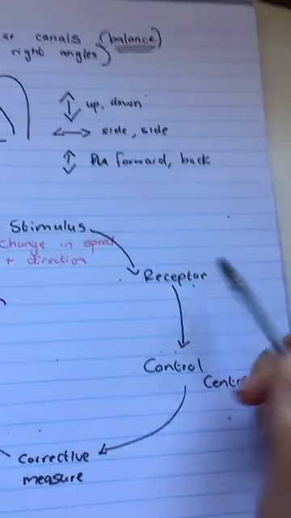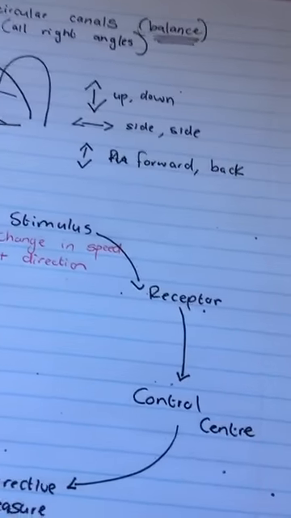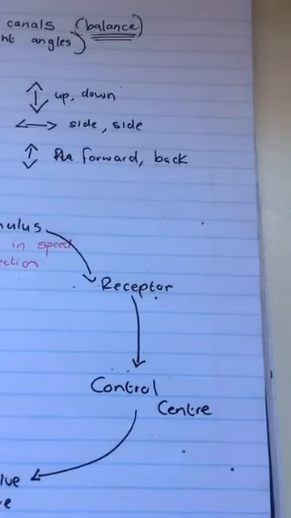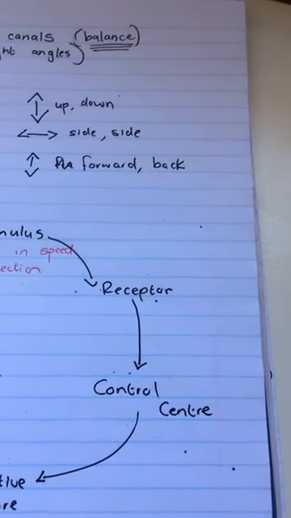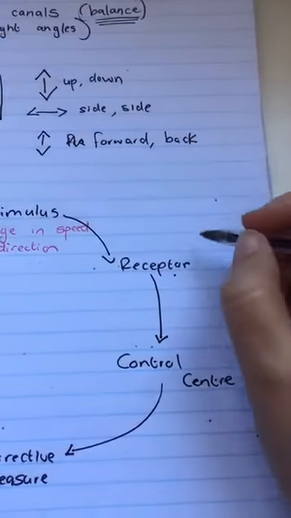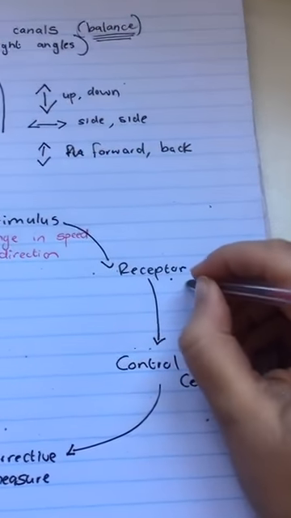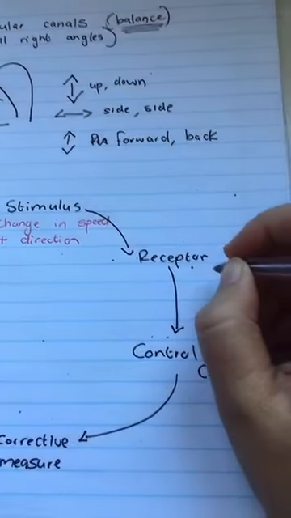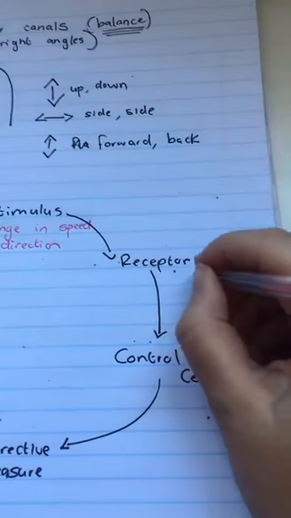So, who are the receptors? Now, you don't need to know the specific structure of the receptor in the ear. And that is the great part about this. You just need to know the name of the receptor. And that is, for the semicircular canals, the receptor is the cristae.